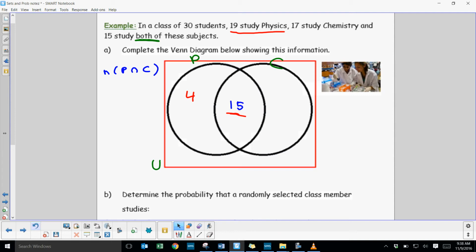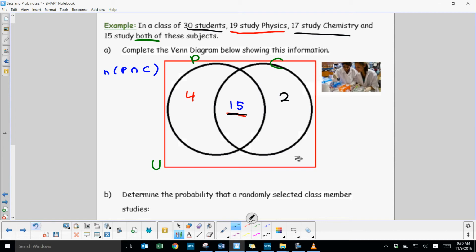Next one is chemistry. 17 study chemistry in total, and they didn't insert the word only. So 17 is this whole circle for chemistry and includes the 15 in the middle. So that means there are 2 on the outside. A lot of people think they're finished now, but you've always got to double check. If they've given you the total, these 3 numbers have to add up to the total. If not, it means there's a number that has to go on the outside here.